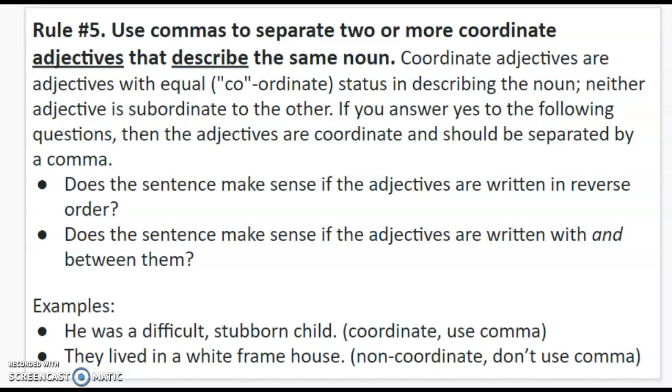The second one, they lived in a white and frame house. That does not make sense. If I said they lived in a frame white house, that also wouldn't make sense, so that means you don't use commas. It's kind of like the white frame is describing the house instead of the white and the frame both describing the house. It's one descriptor rather than two in that case.